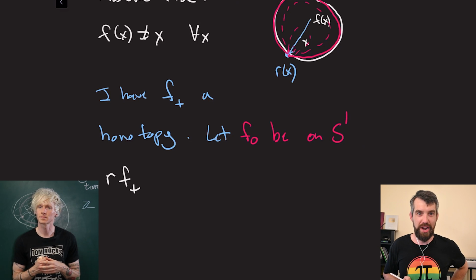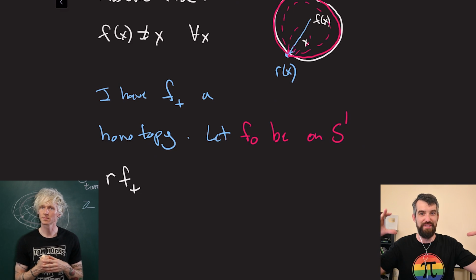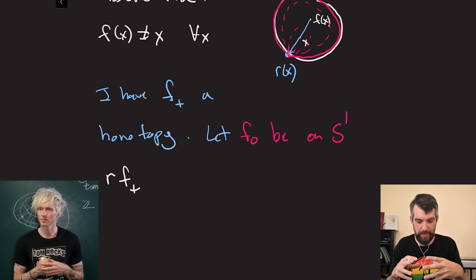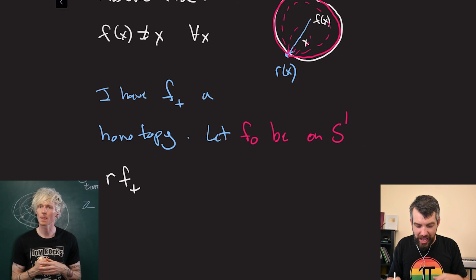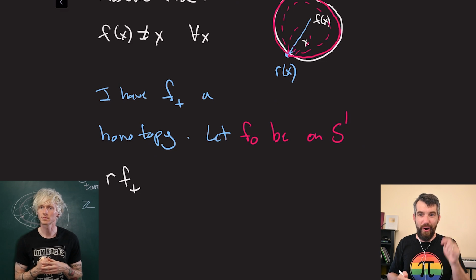RFT. And try to understand what R of ft does. So basically, ft is all these things that go through the middle, depending on the t value, somewhere in the middle of the disk. But because of the R, it is the thing that follows the ray and goes to the boundary.